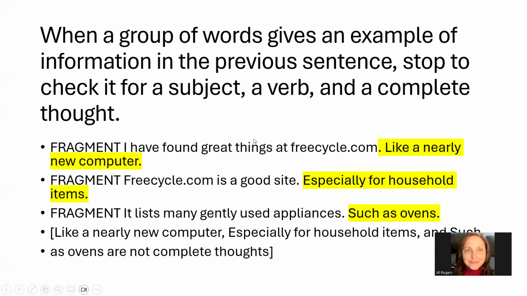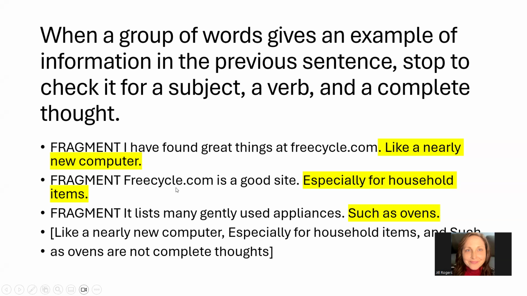So here's an example. I have found many great things at freecycle.com. Oh, that's nice. Like nearly a new computer. Uh-oh. These words help us see that we're adding an example to our writing, but we're missing the subject and we're missing the verb. So that's a fragment. Here's another example.